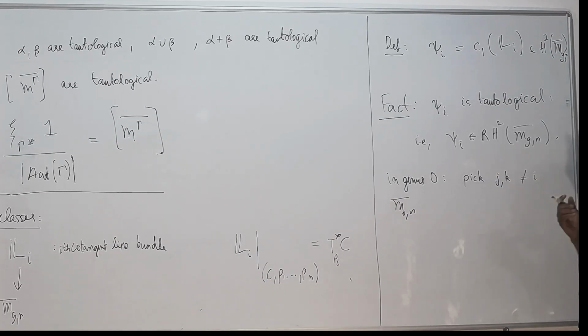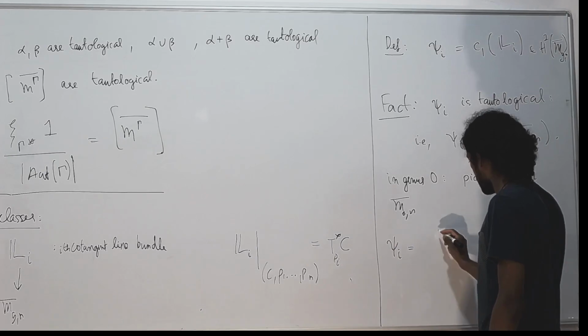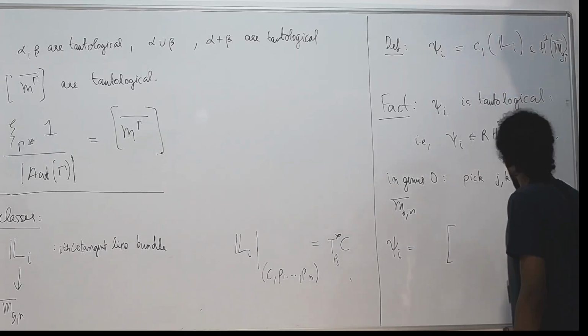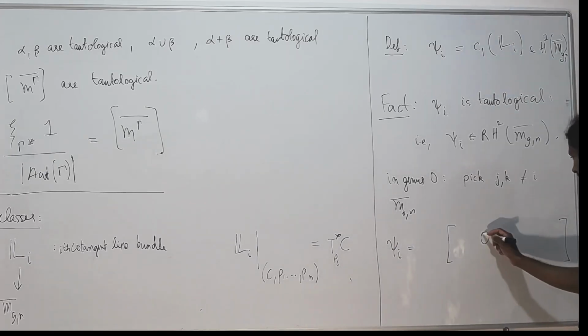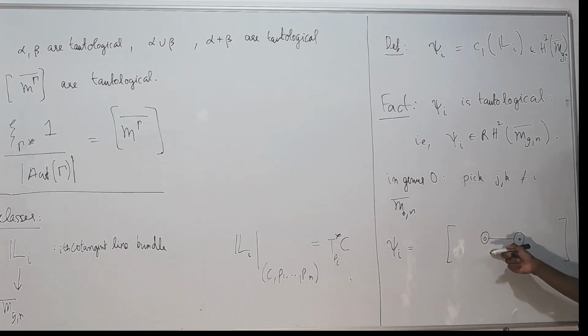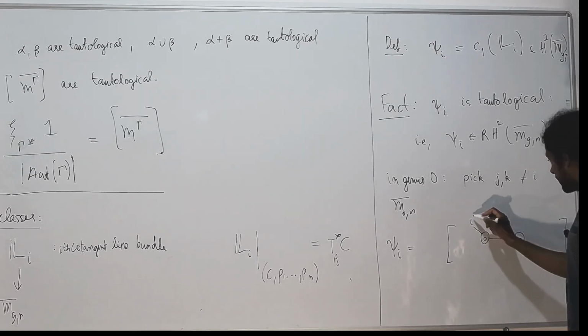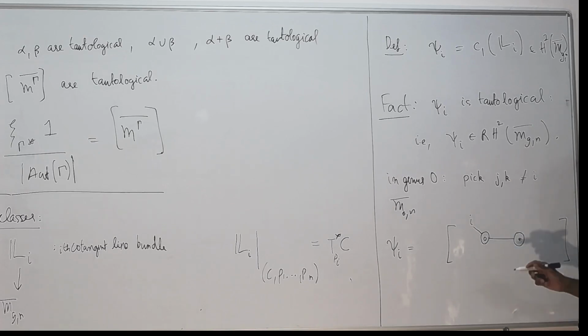Okay. And the psi class is an expression that looks like the Poincare dual of some of these divisors. So I have two genus 0 components, right? I'm in genus 0, so everything is genus 0. And it's a divisor because it has just one node. And I put my i on one of the components, and I put my j and k on the other one.